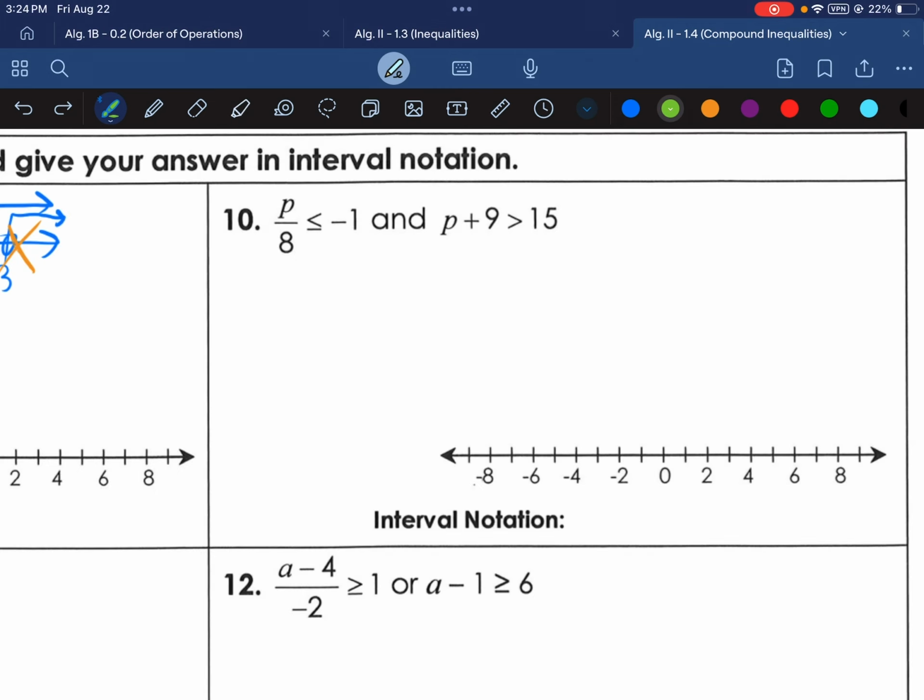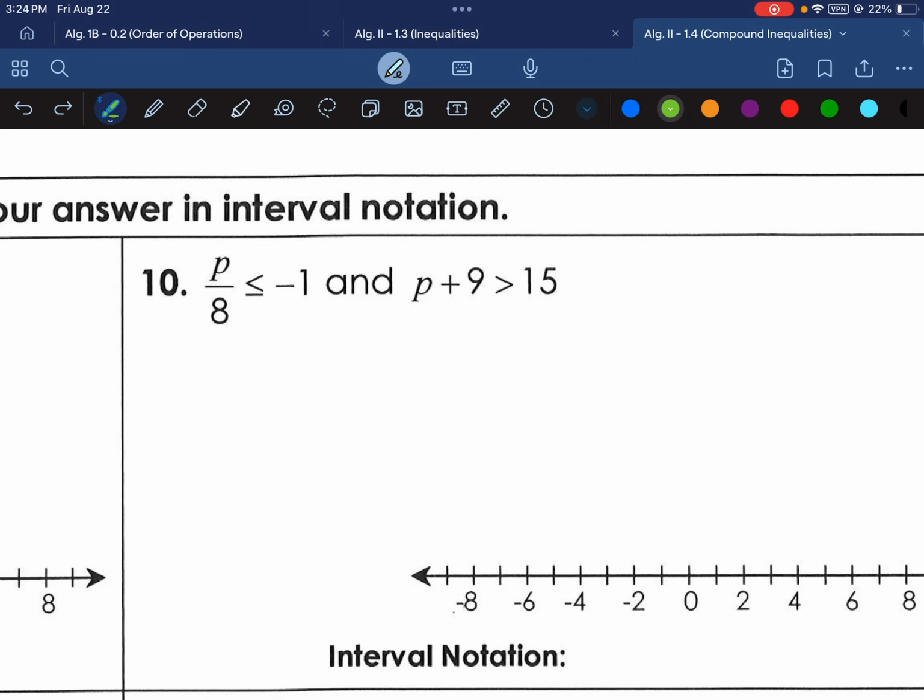Moving on to number 10, we have this AND inequality here, so we solve them separately like we did before, and then we'll condense it perhaps, but I would check the rough draft first before condensing, because maybe you don't need to. So multiply both sides by 8 to undo the division. 8 and 8 reduce, and we get p is less than or equal to -1. So let me try that again, -8.